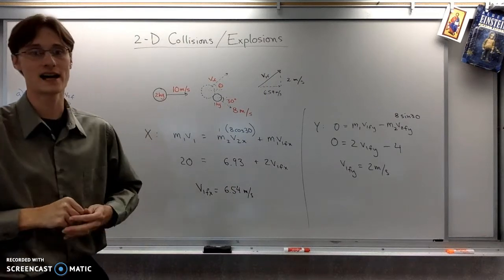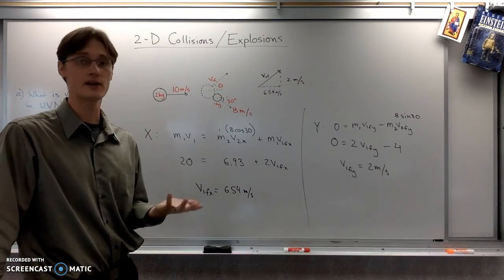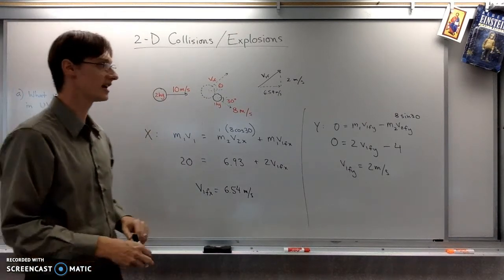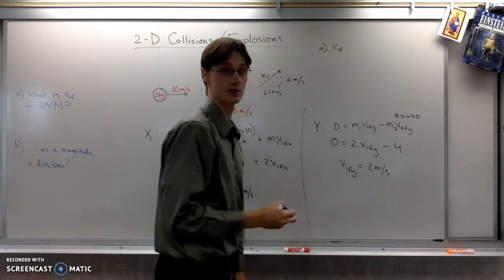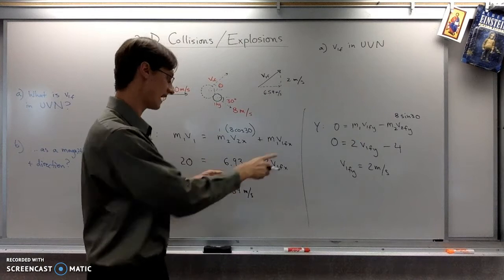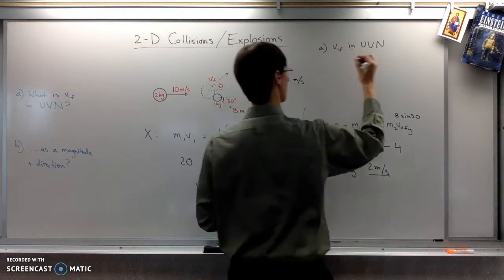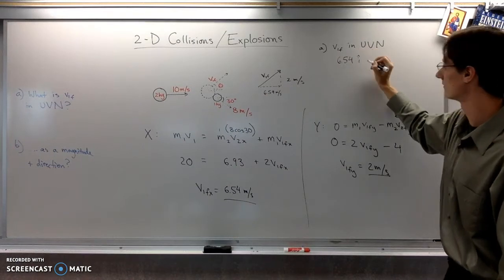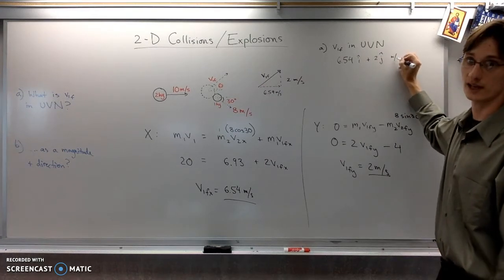All right, now what would they ask us to do? Because we just did a whole bunch of math here without any real context of a specific question. The way the question would be given to you would be something like a description of this collision, or maybe even a diagram of the collision. And then they would say something like, part A, what is the final velocity of the 2 kilogram object in unit vector notation? Well, in unit vector notation, that's what we have, right? There's the i component, there's the j component. So in unit vector notation, we would say v1 final is 6.54 i plus 2 j meters per second.